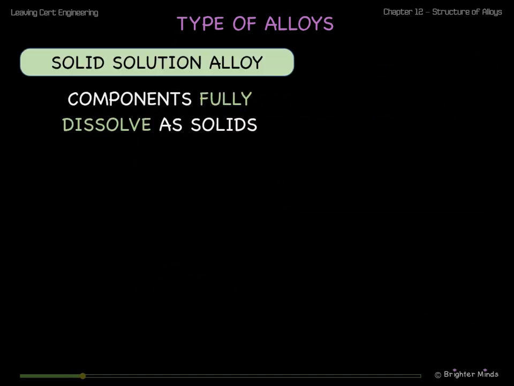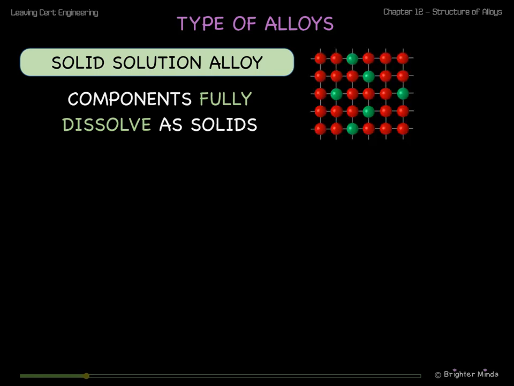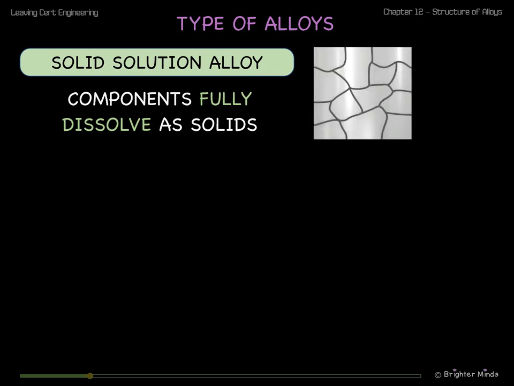There are three main types of alloy structures. In a solid solution alloy, the component elements dissolve fully in each other as solids, and we get a single crystal structure with both A and B atoms in it. The alloy appears as grains of solid solution crystals. Copper-nickel is an example of a solid solution alloy.